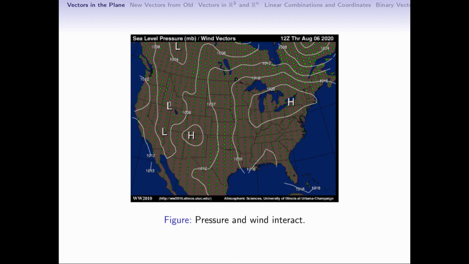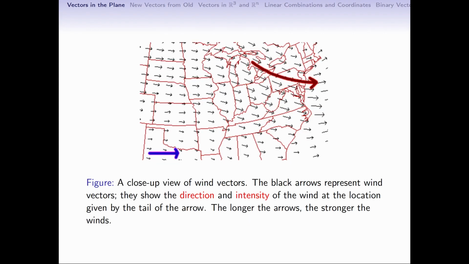Now let's take a look, because this is going to help us as we move forward in this discussion. Let's take a little closer look at these wind vectors, because we're going to want to study vector quantities. So here's a close-up view of wind vectors. The black arrows in this picture represent wind vectors. They show the direction and intensity of the wind at the location given by the tail of the arrow. So the longer the arrows, the stronger the winds.